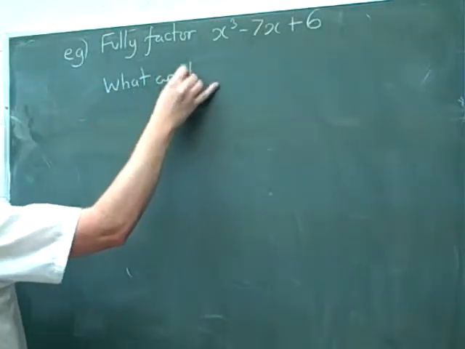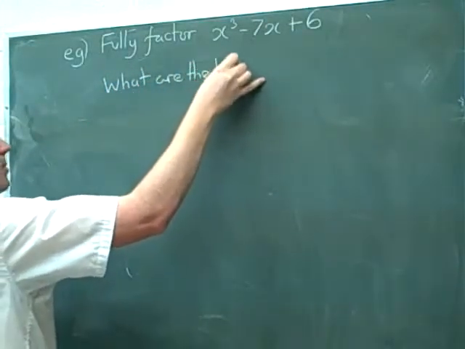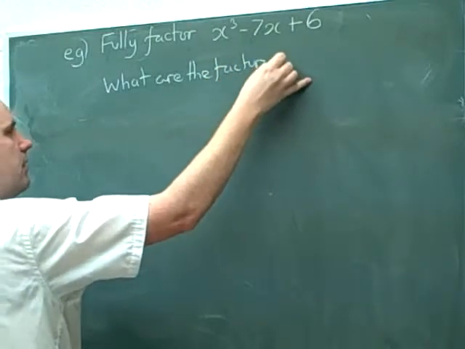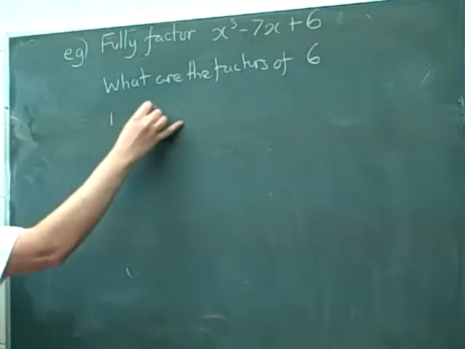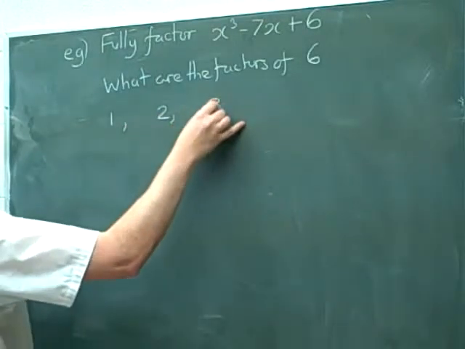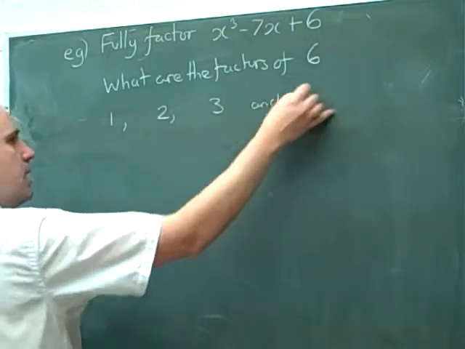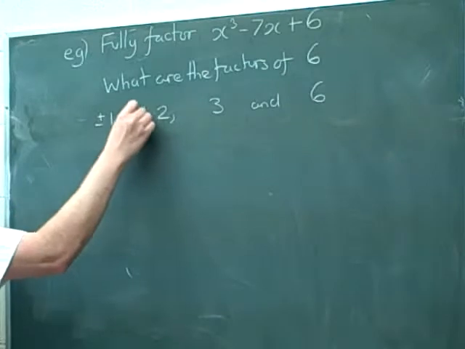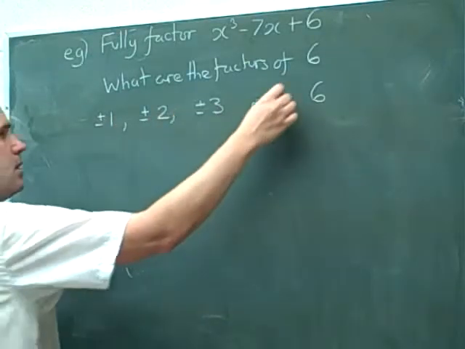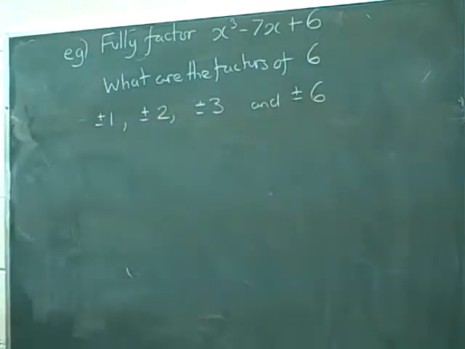What are the factors of the last term? So in other words, what are the factors of 6? So 1, 2, 3, and 6. Now, also the negative numbers will also divide in. So not only do you have the positive answer for each of these, you have the negative answer for all of these.